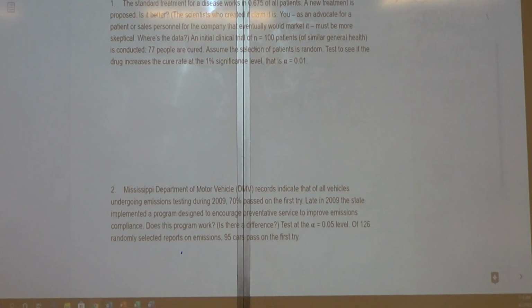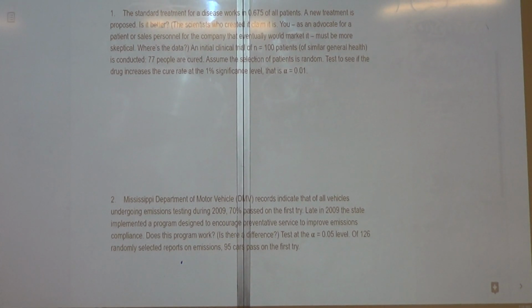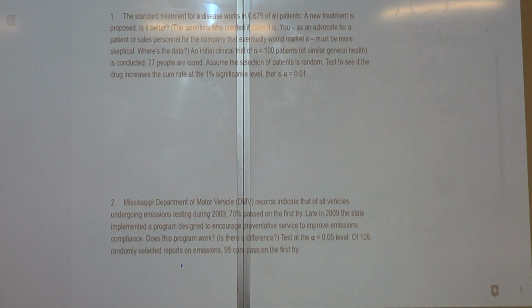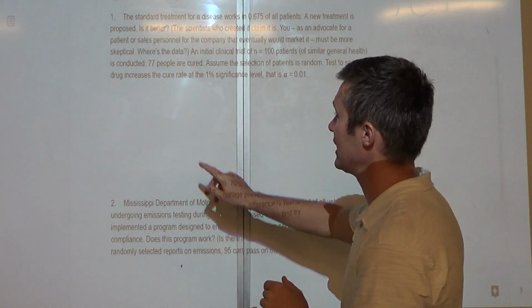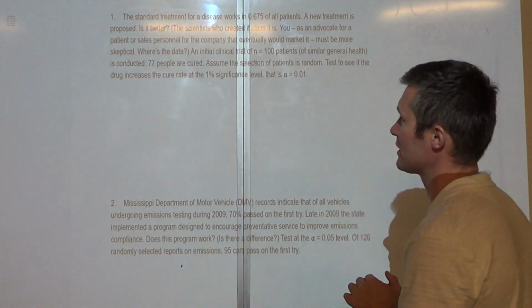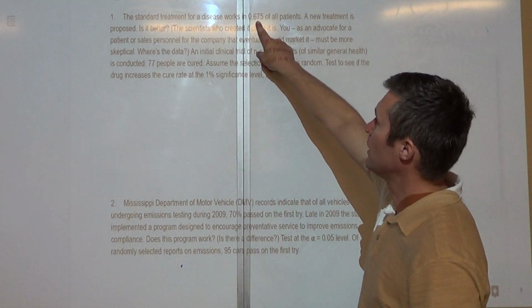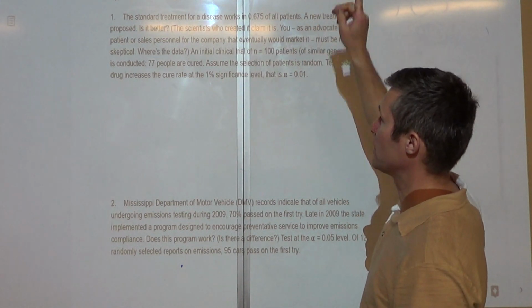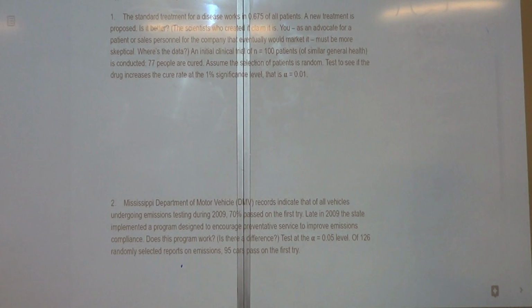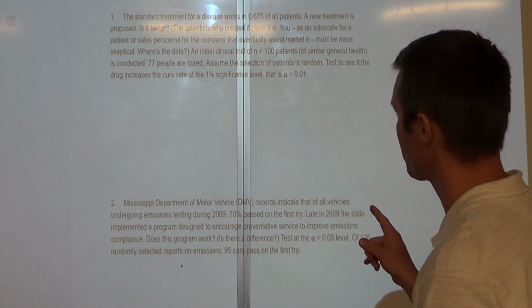I want to go through the proportion test and the small sample test. On the first one, a couple things to point out to you. It says, what's the test to see if the drug increases the cure rate at a 1%? Here's our standard, 0.675. We want to see if it increases, if it goes up, so we'd assume the opposite and say that it would be less than that as we go through it.